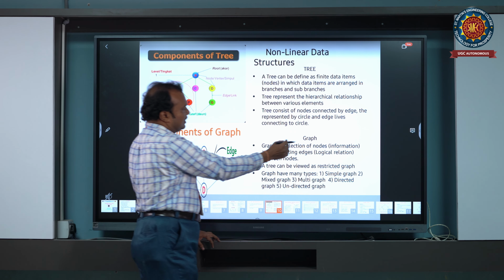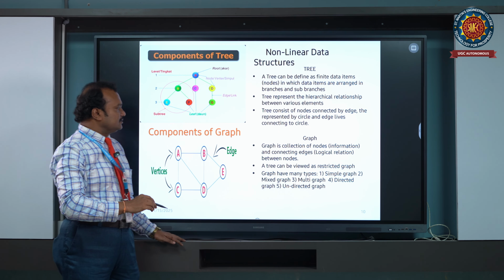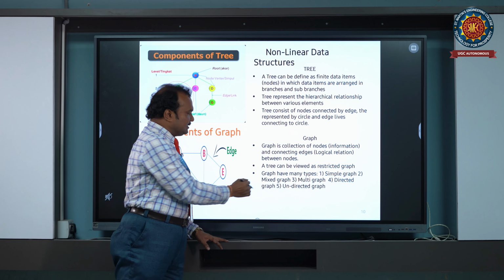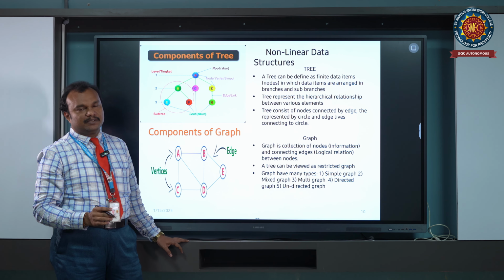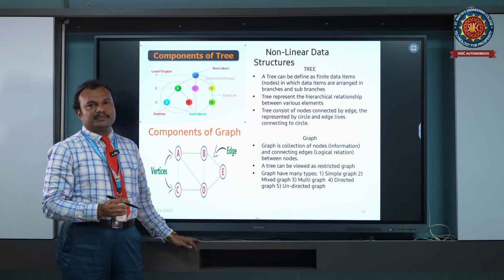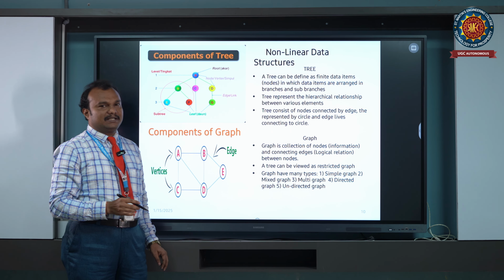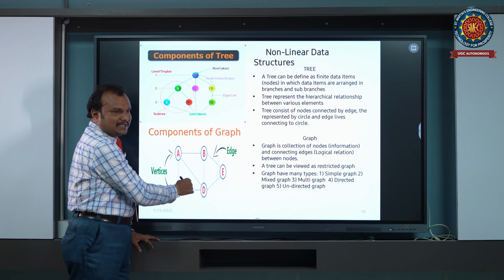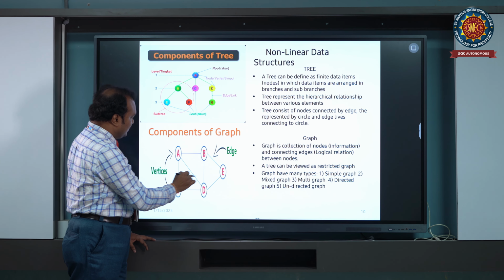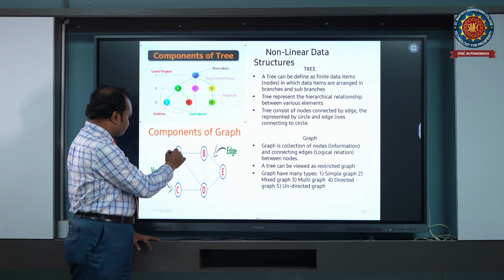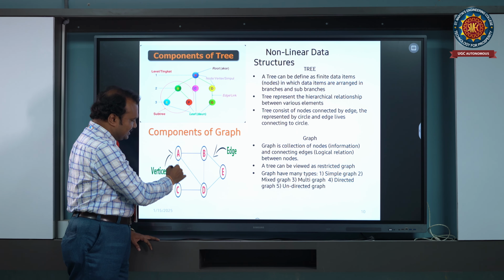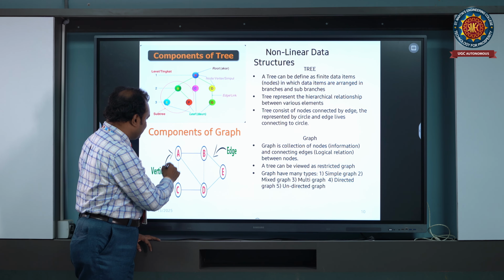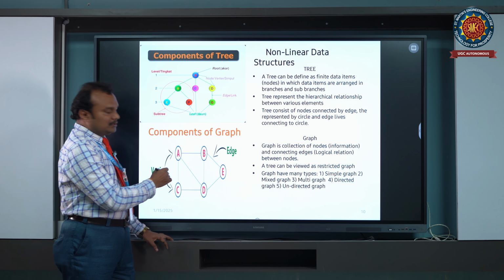Then coming to the graph. A graph is a collection of nodes and edges. A tree can be viewed as a restricted graph. Graphs have many types: simple graph, subgraph, multigraph, mixed graph, weighted graph, unweighted graph, directed graph, undirected graph, and so on. For example, we take a graph with 5 vertices A, B, C, D, E. Here the vertices are represented by circles and the edges are represented by straight lines. Each vertex has its own data.